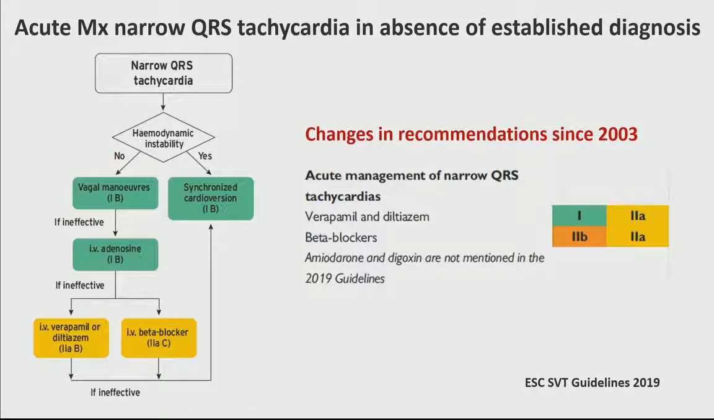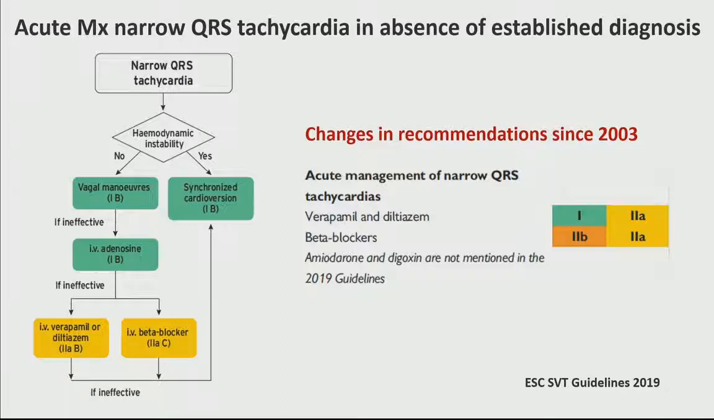So back briefly to the ESC guidelines on SVT in 2019. So vagal maneuvers basically is the first thing that you should be doing in someone who is hemodynamically stable. Of course, if they're unstable, cardioversion is the way forward. If vagal maneuvers are ineffective, adenosine is the next thing to consider.